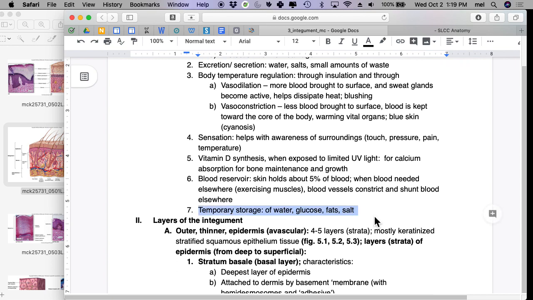And then your skin is also temporary storage for a bunch of different stuff: glucose, water, fats, salt. It can store entirely different amounts depending on, for instance, how much salt you ate, right? Then you can't get your rings off the next day. Or all of the women in here know that it varies dramatically depending on the hormonal portion of your cycle, how much water and salts you actually store in there.